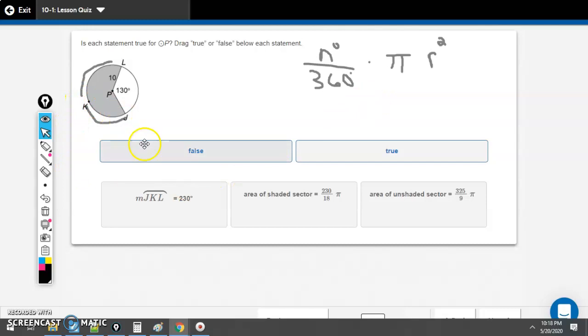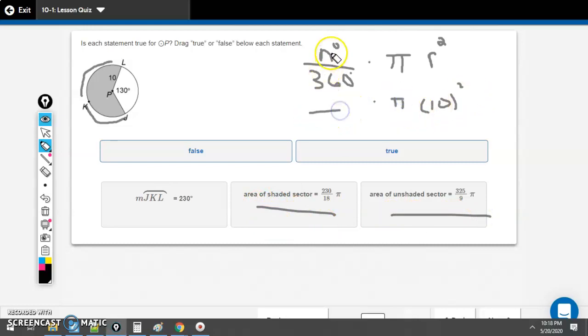All right, so, well, it's not 130 over 360, I'll tell you that much. All right, and r squared, r is equal to 10 here, so you're going to do 10 squared. All right, you got to reduce it and figure out which one of these two is correct. All right, I'm not going to do it for you. You guys got to take some initiative here, but, you know, I pretty much set it all up for you. You need to figure out what n is. Okay, it's kind of right there for you.